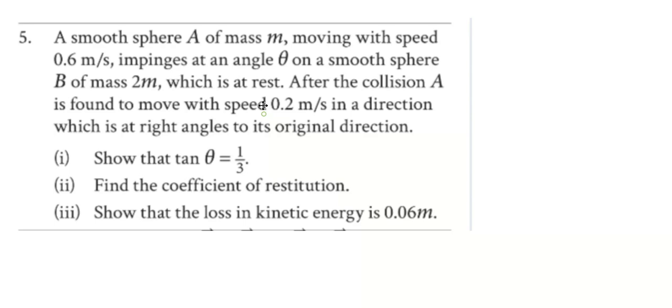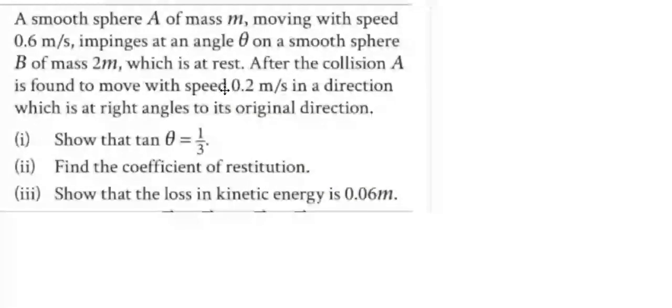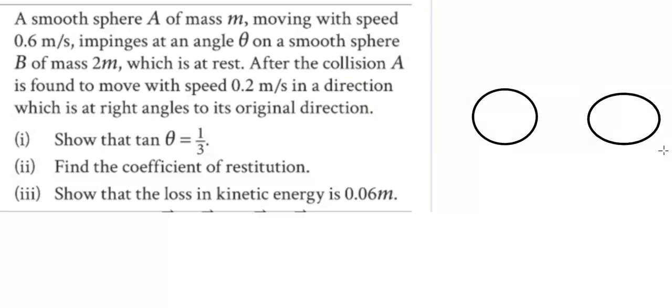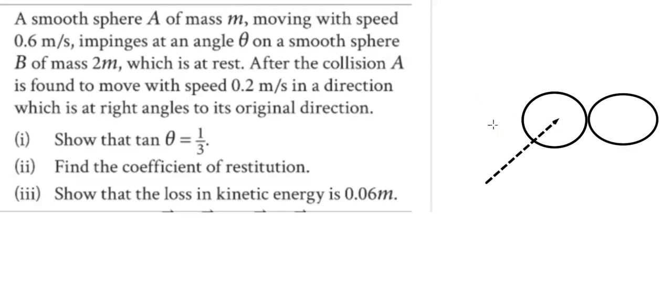A smooth sphere A of mass m moving with speed 0.6 hits a smooth sphere and impinges at angle theta. For me, I'm picturing it coming up like this and hitting it, moving in this direction here.